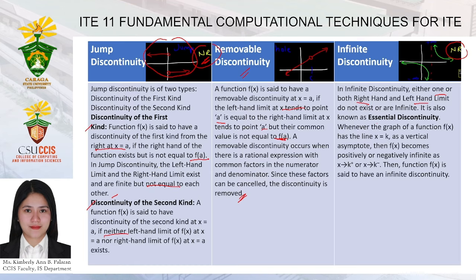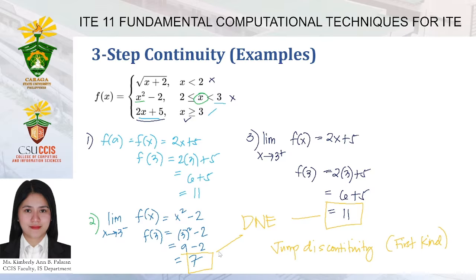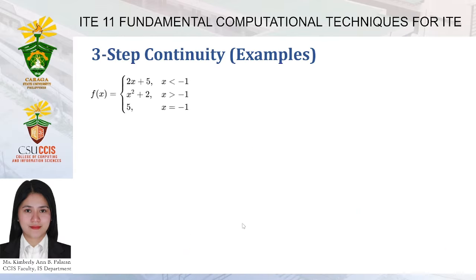Why jump discontinuity? Because the limit exists and are finite but not equal to each other. So nag-exist silang duha, approaching from the left and approaching from the right. It's just that they're not equal to each other. So that is the first kind of discontinuity. That's it for example number 1. Proceed with example number 2.